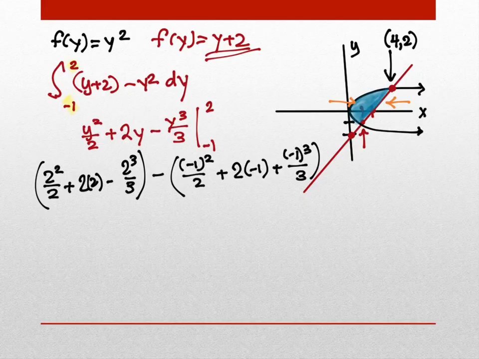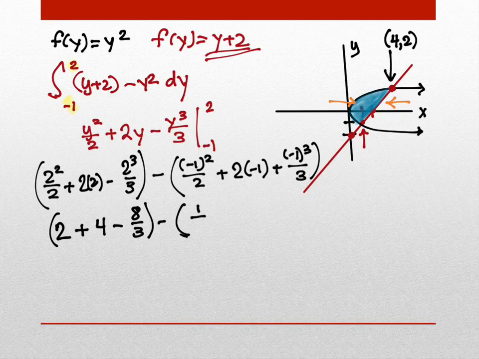verify. 2 squared is 4 over 2, which gives me 2 here. 2 times 2 is 4. And then I have 2 cubed, which is 8 over 3, minus 1 squared, which is 1 over 2. 2 times -1 would be -2 in the middle. And then I have -1 cubed over 3 at the end, which gives me -1 over 3. Or if you prefer, you can consolidate this and write this just as -1/3 at the end.